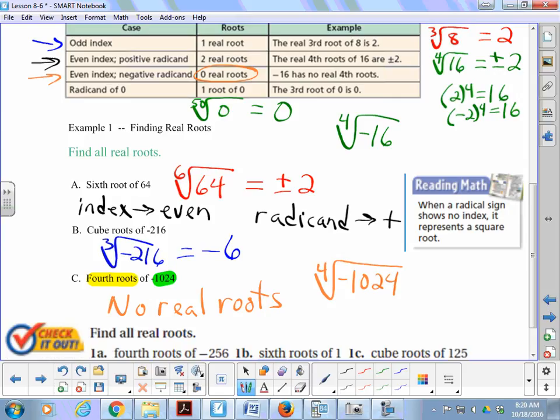All right, so when it's asking you to find all the real roots, we want to look at this chart, identify what kind of index we have, identify the kind of radicand, and then go from there. Make sure that if it's even and positive, you've got plus or minus. If it's an odd index, we just have one answer. And even and negative, 0 real roots.